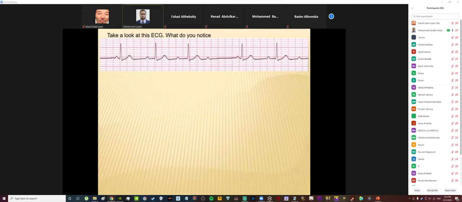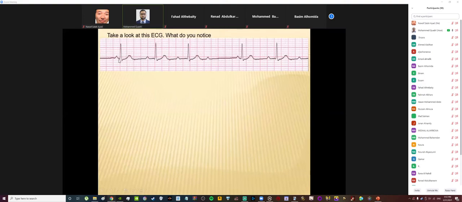So here you see the first P wave is conducted. The second P wave is conducted. The third P wave is conducted. But the fourth one, there is no conduction to the ventricle. That's why the QRS complex is not there. That's why we are telling it's the second degree heart block, because some are conducted, some are not.